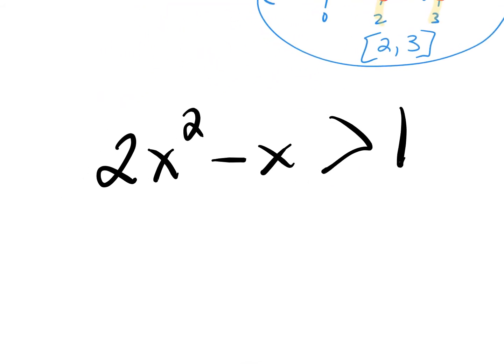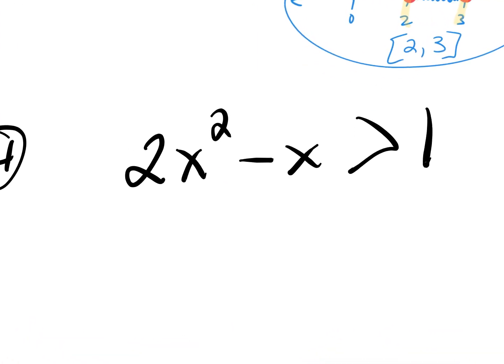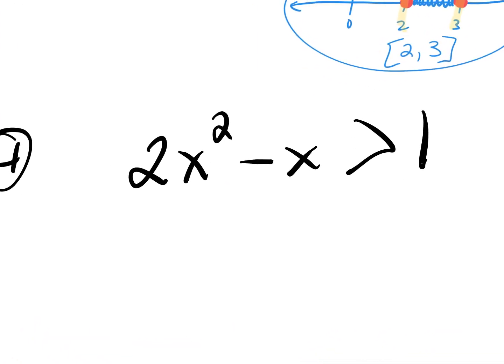2x squared minus x greater than 1. Well, what do I have to do first? Move the 1 over. So 2x squared minus x minus 1 greater than 0. Agreed? Okay.